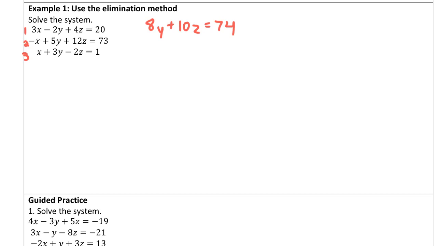But to eliminate x from equations 1 and 2, I'm going to use a different color for that. I'm going to keep equation 1 the same. 3x minus 2y plus 4z equals 20. And then I'm going to multiply equation 2 by 3. So it becomes negative 3x plus 15y plus 36z. And that equals, and I'm going to need my calculator for that one, 73 times 3. And that's 219.